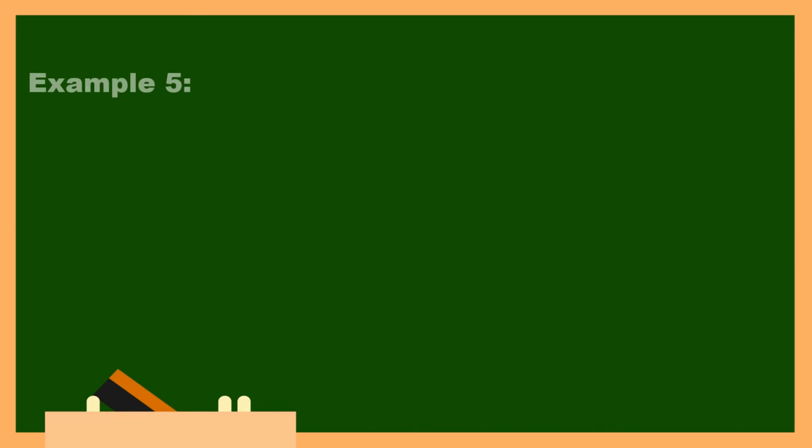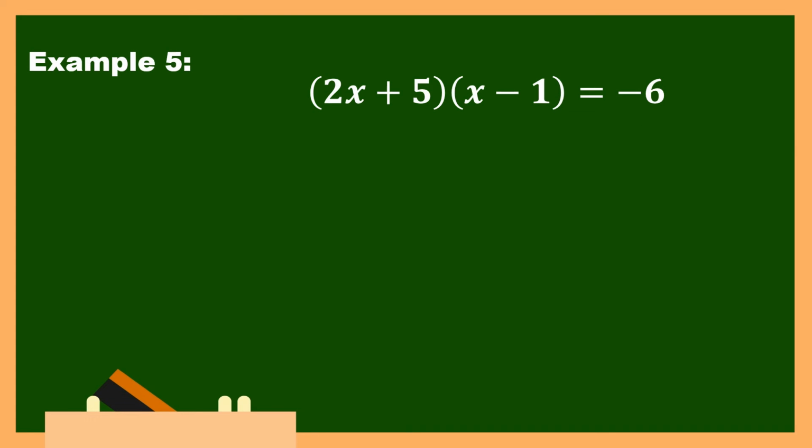Example number 5. The quantity of 2x plus 5 times the quantity of x minus 1 equals negative 6. So, as you can see, ang equation na ibinigay sa atin ay naka-factored form na siya. At para ma-rewrite siya in its standard form of the quadratic equation, kailangan nating gamitin ang kilalang FOIL method. Si F dito ay nag-stands for the first term. O stands for the outer term. And I stands for the inner term. And L stands for the last term. Yan ang tinatawag nating FOIL method.